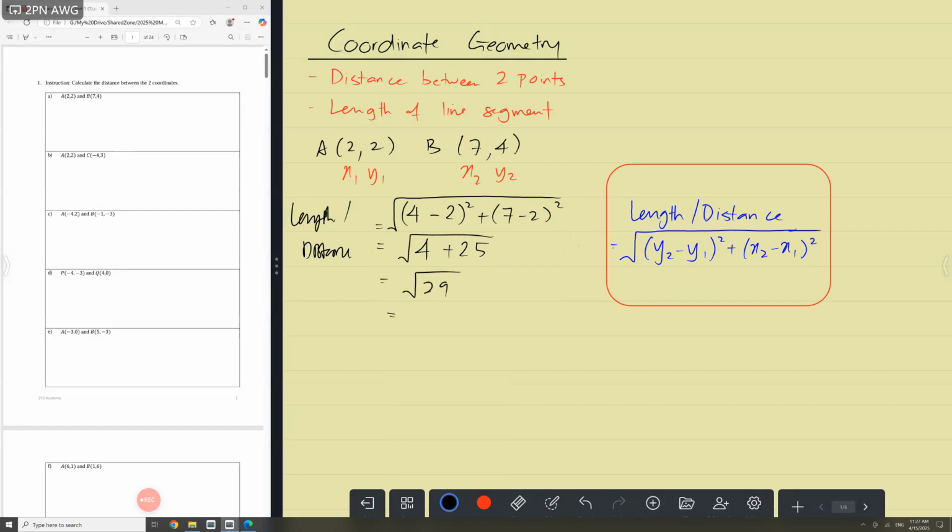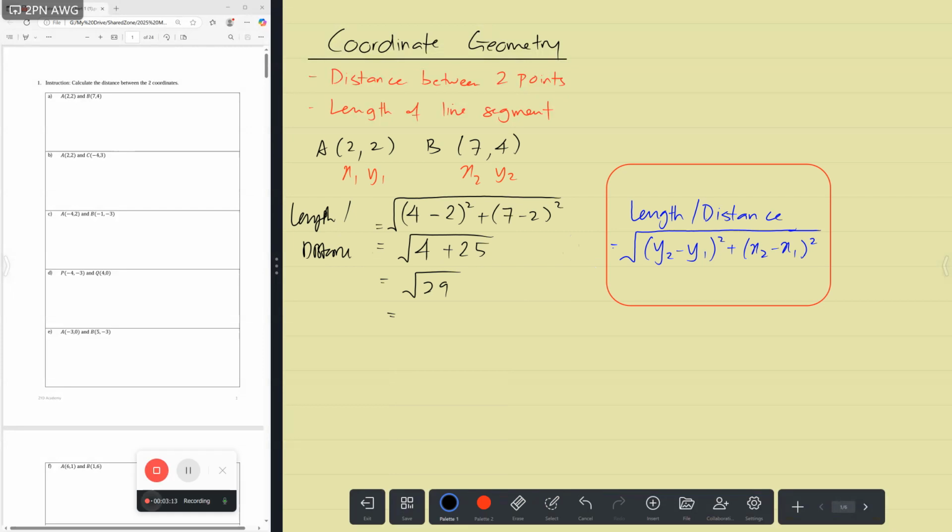So using your calculator, you will get 5.385. Okay, that's a long decimal number. So we're just going to leave this in 3 SF, means 5.39. Okay, so this is how you find the distance or length of a line segment given 2 points.